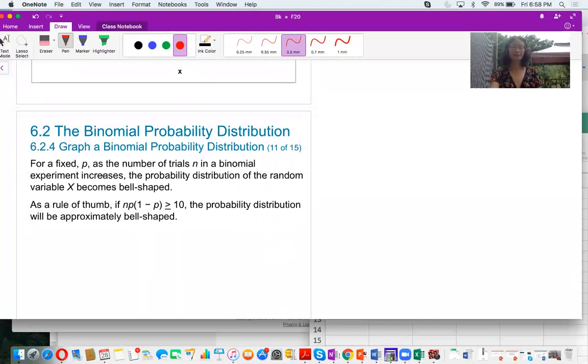So these are some statements. For a fixed probability p, as the number of trials in a binomial experiment increases, the probability distribution of the random variable becomes bell-shaped. When you increase sample size, it is close to bell-shaped. As a rule of thumb, if n times p times (1 minus p) is greater than or equal to 10, the probability distribution will be roughly bell-shaped.